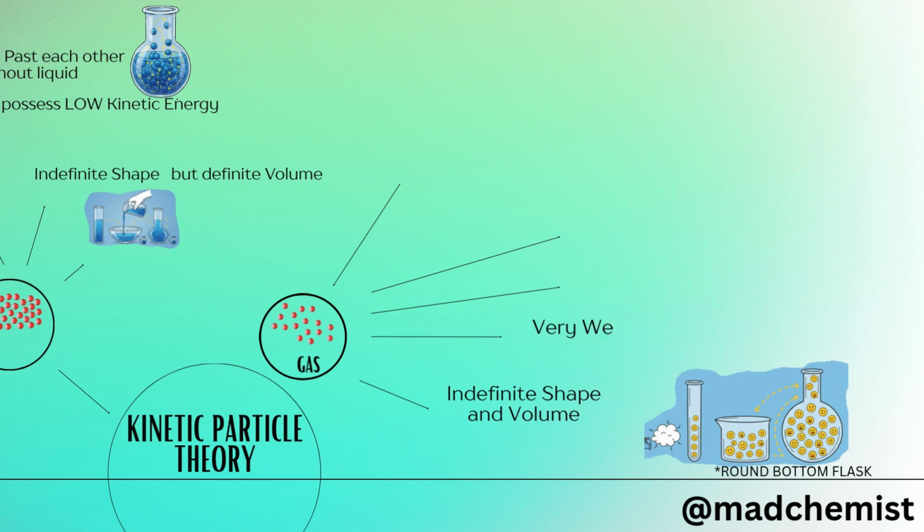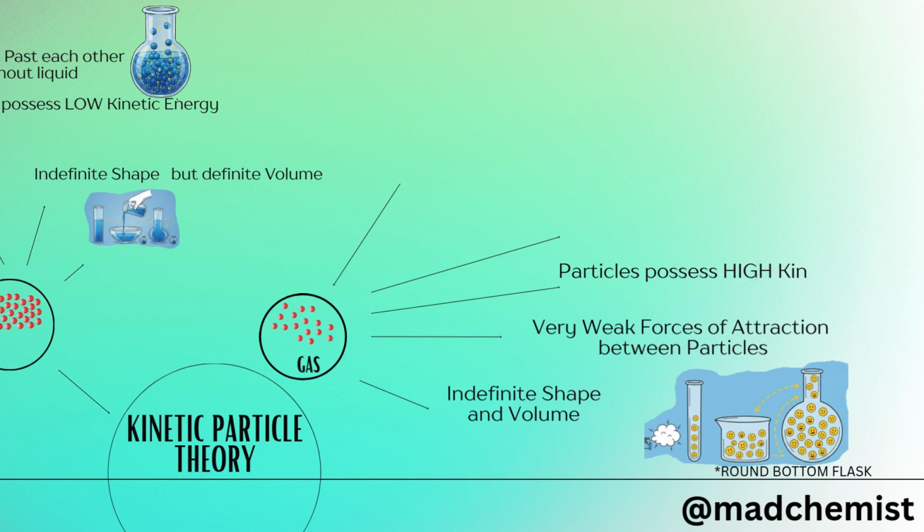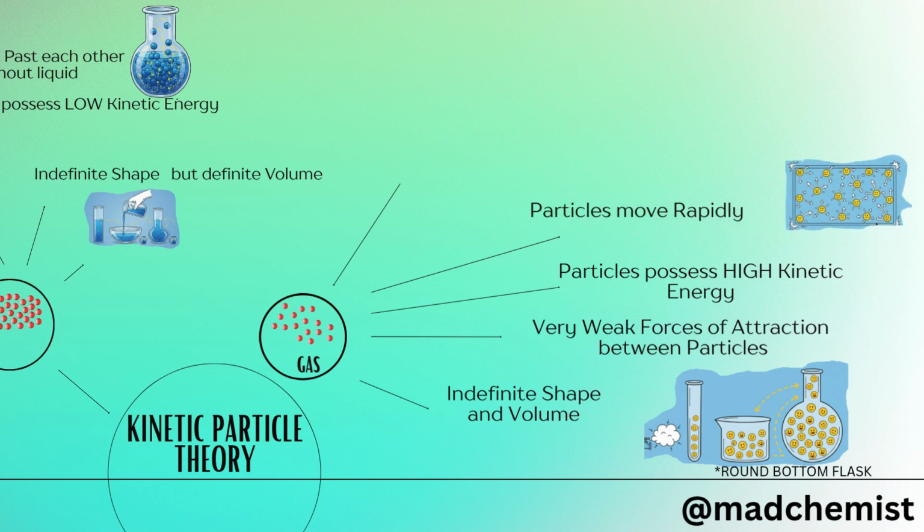The second property is they have very weak forces of attraction between their particles, so they are less attracted to each other. The third property is the particles possess high kinetic energy, so they move very fast, very swiftly. The fourth property is the particles move rapidly and randomly. There is no definite movement or direction of these particles. They move in a very random manner.